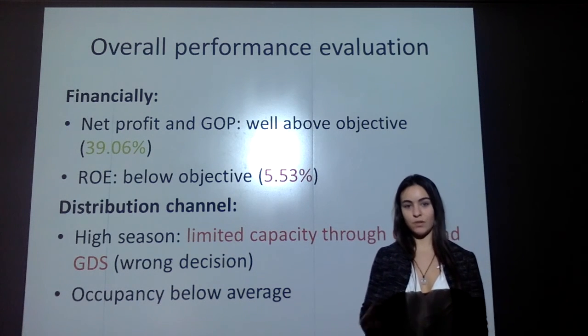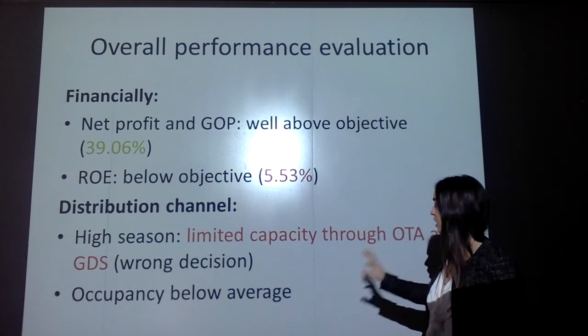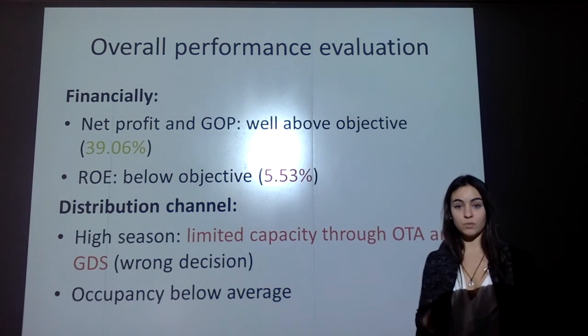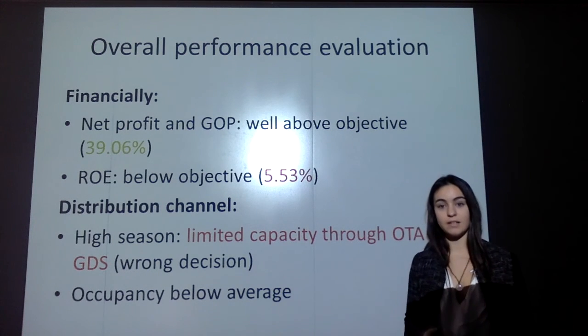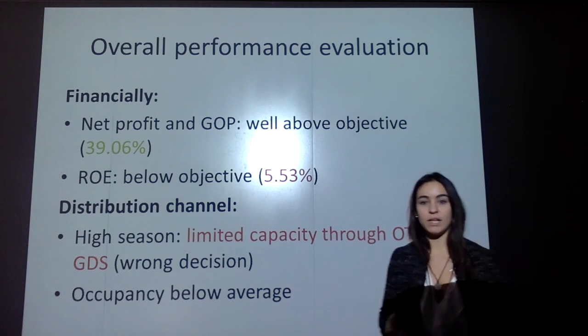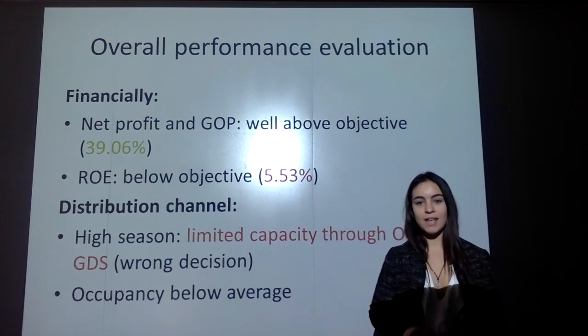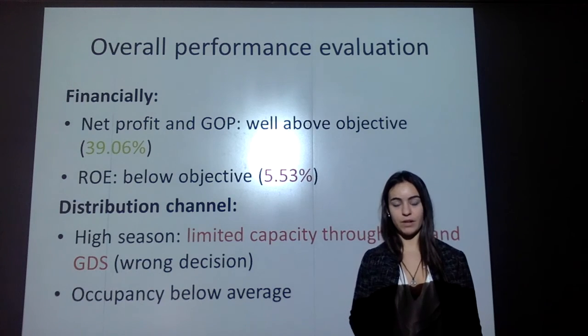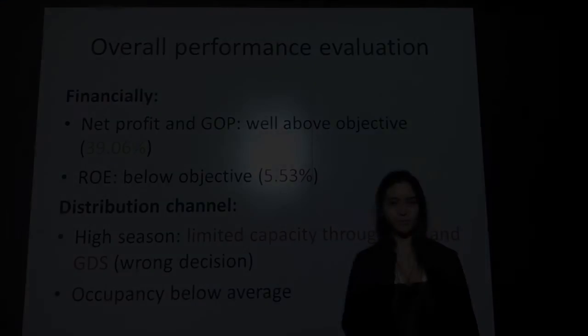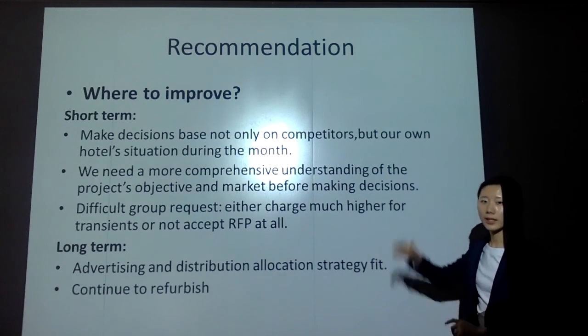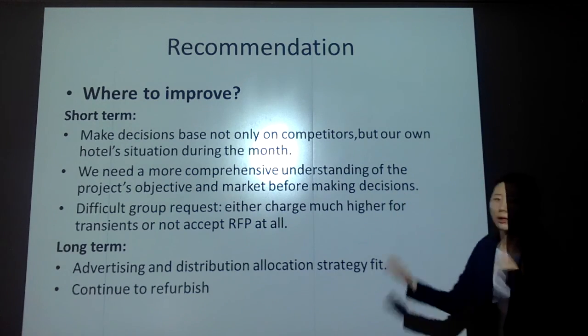So our recommendation for the distribution channel would be to not limit the capacity of rooms distributed through OTA and GDS, because these two distribution channels, even though they do have a transaction cost, contribute to a great part of our occupancy. Finally, it comes to the recommendations we provide to our hotel and also our own performance.